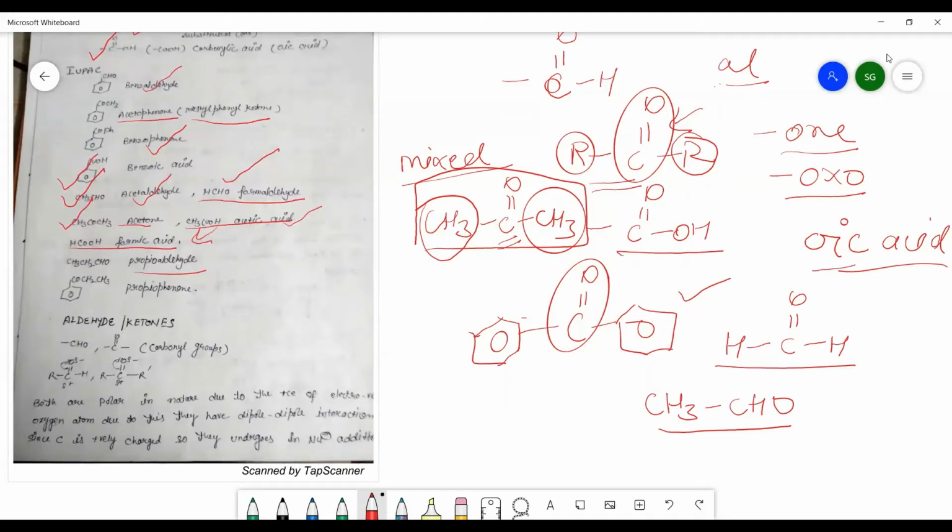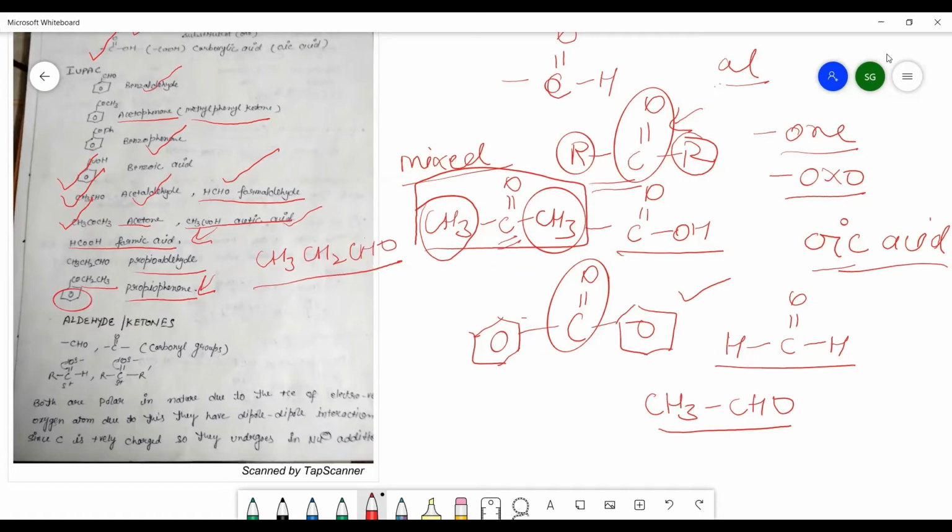Propionaldehyde, like CH3CH2CHO, is the common name of this compound. Otherwise, the IUPAC name will be propanal. That you have done in the 10th and 11th standard, but we will discuss it later on also. Propiophenone, that is phenyl ethyl ketone. This is propiophenone, and we will discuss what the IUPAC nomenclature for this compound will be.